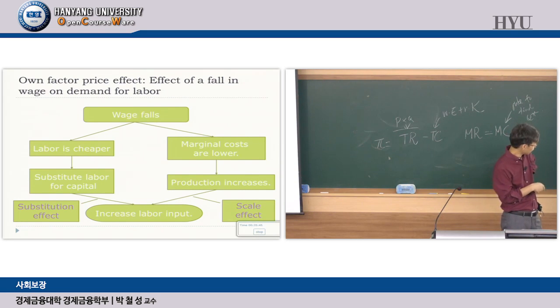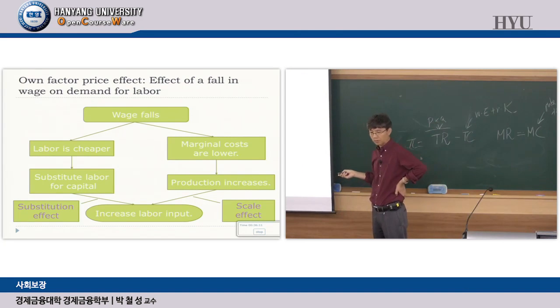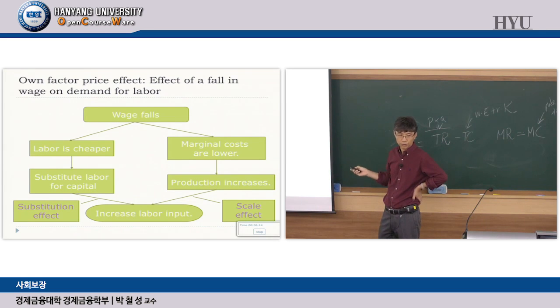Each has a name. This part we call the substitution effect. The substitution effect looks at only the effect of a change in the relative cost, the substitution part. So this is like the cost minimization case. And the second part just looks at how the production level changes, not the relative cost of capital and labor. So we call it the scale effect. You can think of scale as the scale of production.